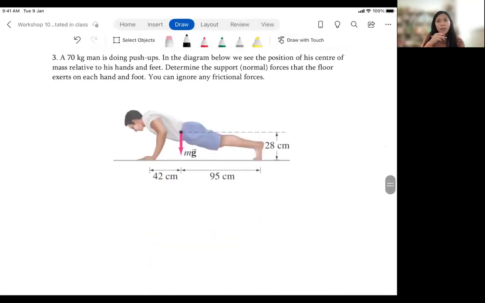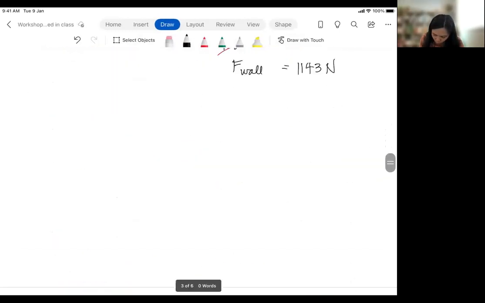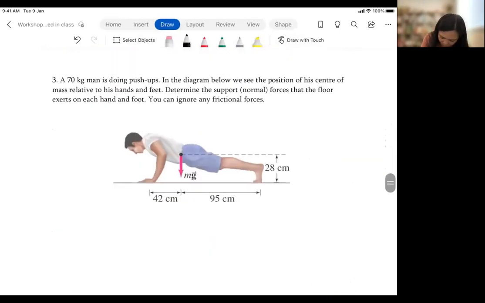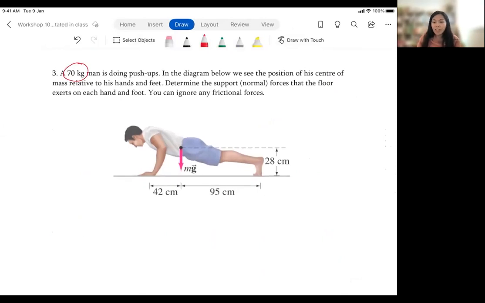Okay, we have here a man doing push-ups. The mass is given: the mass of the man is 70 kilograms. The free body diagram is partially given, where you have the weight force acting at the center of mass, that's 95 centimeters away from the feet, and 42 centimeters away from the hands.